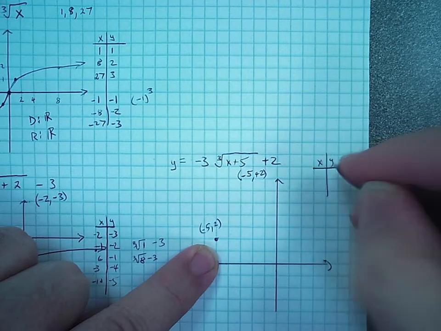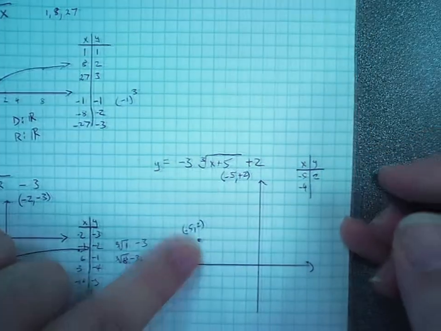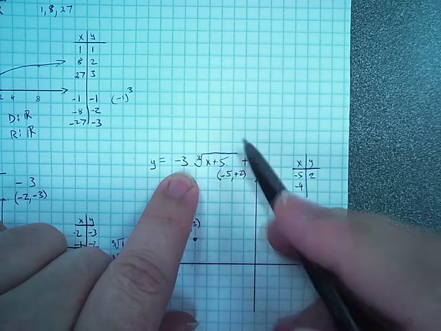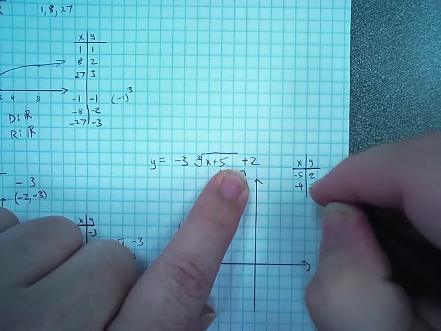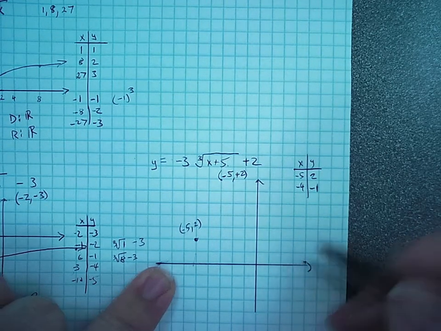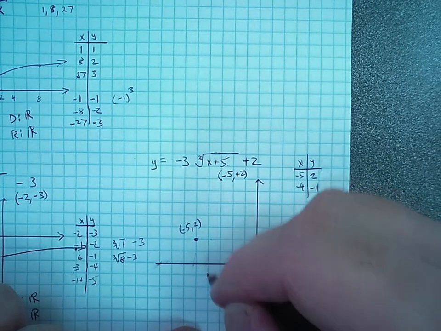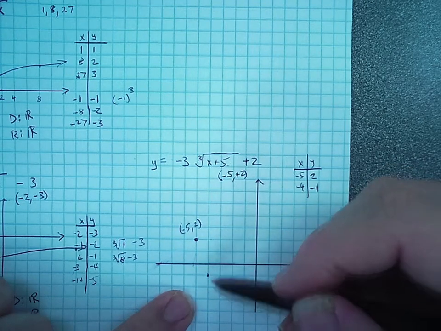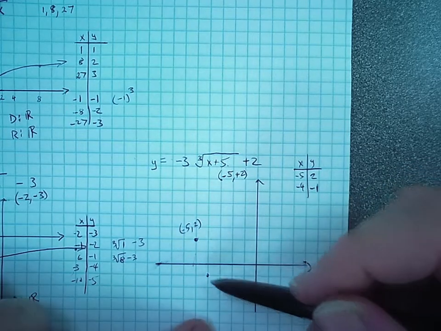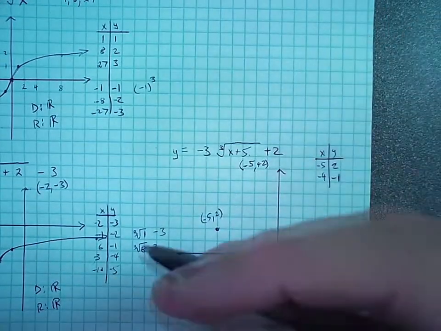For points nearby, it's easiest if I go up 1. So the next point I'm going to try is going to be -4, which gives me the cube root of 1, which is 1. But now I'm multiplying by -3, so that's -3 plus 2, which is -1. -3 plus 2, yeah, that's right. So -4 is down here at -1. So that's much steeper. But my middle is going to be a lot steeper than it was in my previous example, because when I multiply by 3 out front, it stretches the graph vertically.